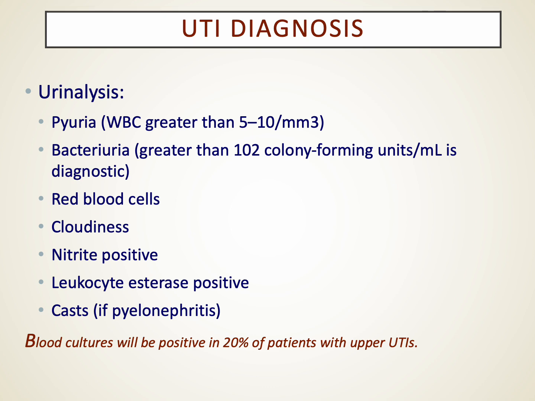Diagnosing a UTI, in addition to bacteria in the urine, we're looking at white cells in the urine, maybe red cells, cloudiness, nitrite positive, and leukocyte esterase positive. And if it's pyelonephritis, you may see casts. And in about 1 out of 5 patients, they may also have positive blood cultures, particularly with a complicated or pyelonephritis UTI situation.